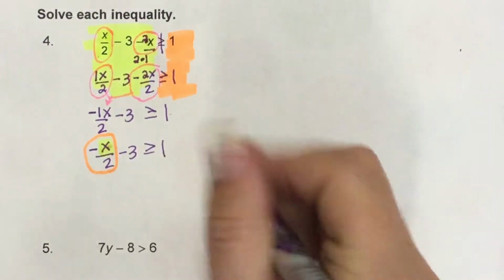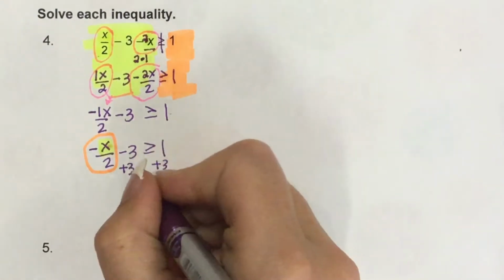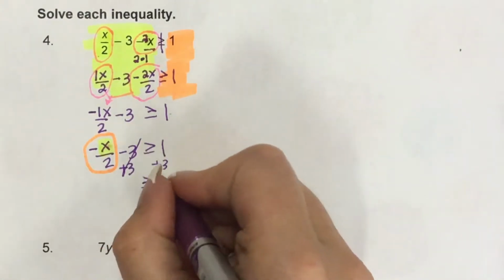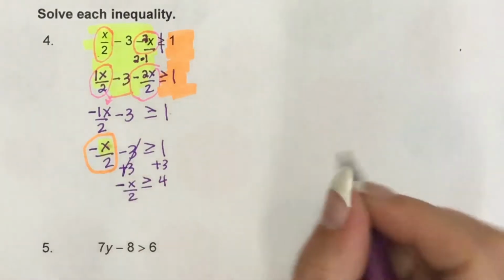And so that means we have to get rid of the 3. So I'm going to add 3 to both sides of the inequality. Negative 3 plus 3 cancels out. I am left with 1 plus 3 over here, which is 4, and I have negative x over 2.